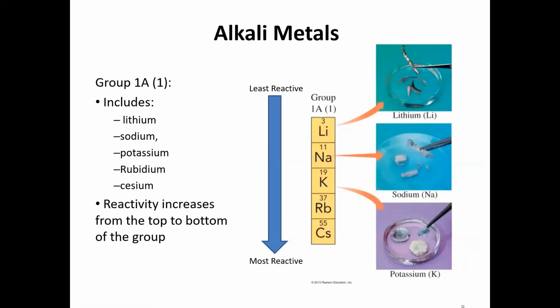So let's go with those fancy groups first, and let's talk about the alkali metals. These are the ones that are in group 1A or group 1. These include lithium, sodium, potassium, rubidium, and cesium. And what's neat about these is their reactivity increases from top to bottom, basically meaning the least reactive is lithium, the most reactive is cesium. And you've probably heard of cesium before, it can be used in nuclear reactions.